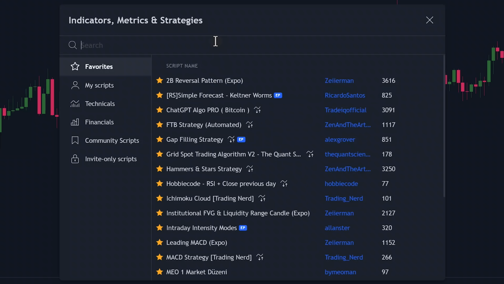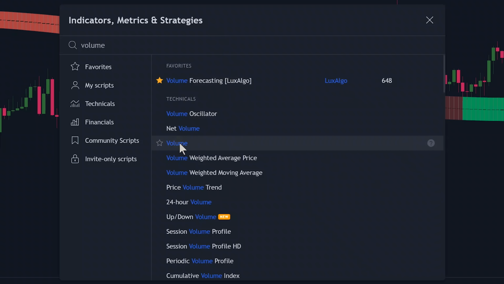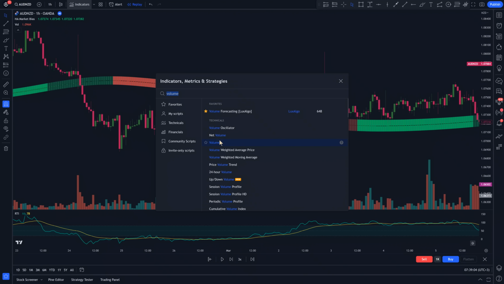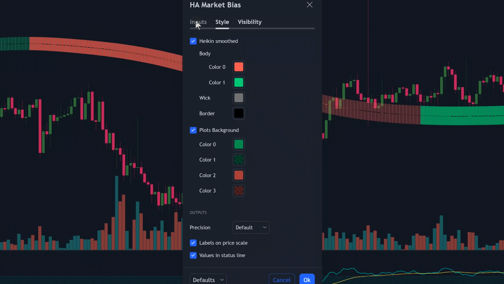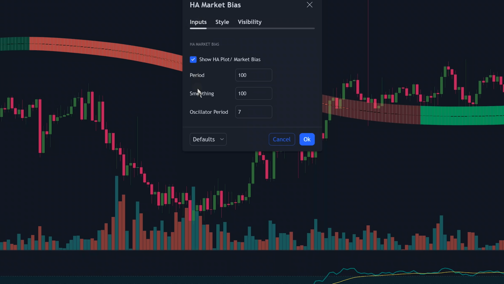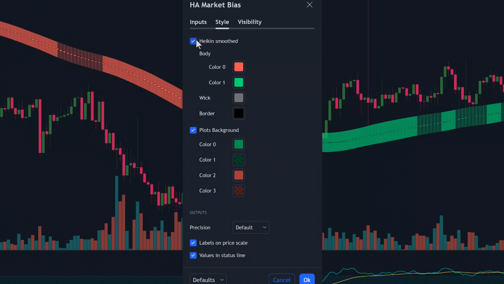Next, type in volume. This one by TradingView, that's under the technicals tab. Double-click on the market bias indicator to access the settings panel. Then on the inputs tab, change the smoothing to 10. Head over to the Style tab and disable the High Kanashi Smooth option, and then click OK.